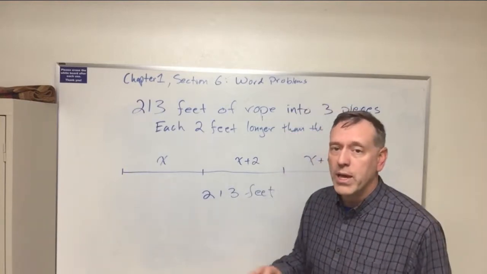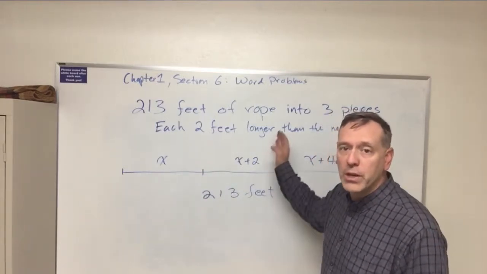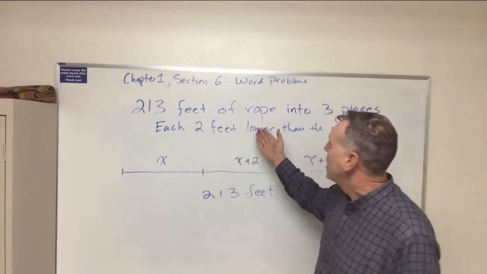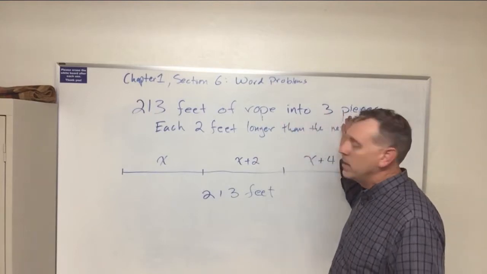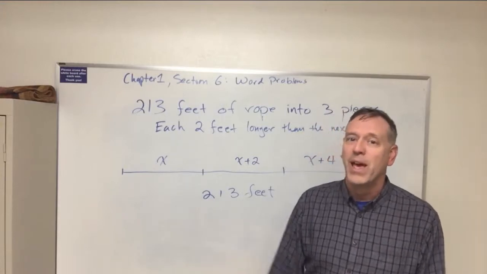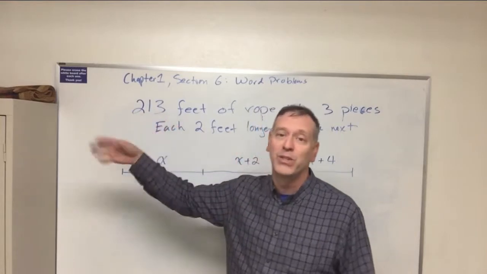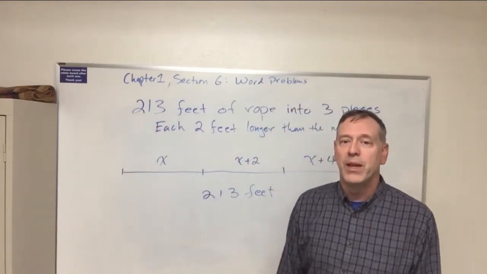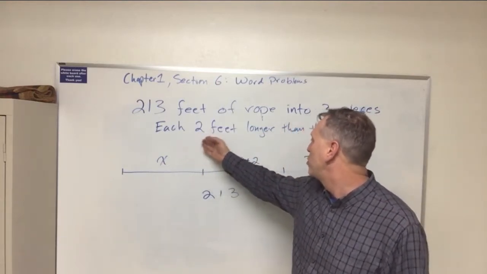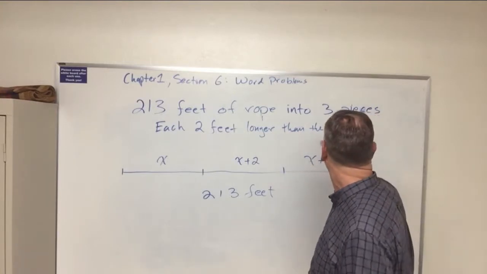So this video is for section 5 word problems. The first type of problem is where you have something like this: 213 feet of rope, and you're being asked to cut it into 3 not equal pieces. That would be pretty easy. If they were equal, you would divide 213 by 3 and you would be done. And 213 does divide evenly by 3. But instead we're told that instead of 3 equal pieces, each is 2 feet longer than the previous one.